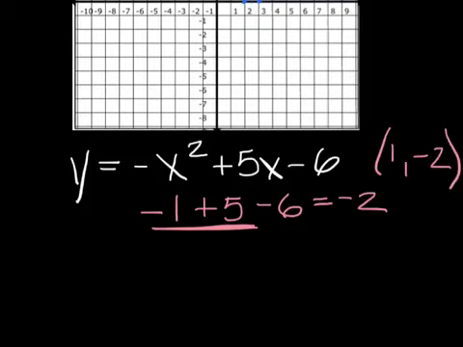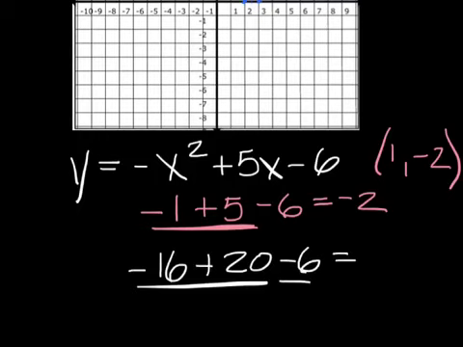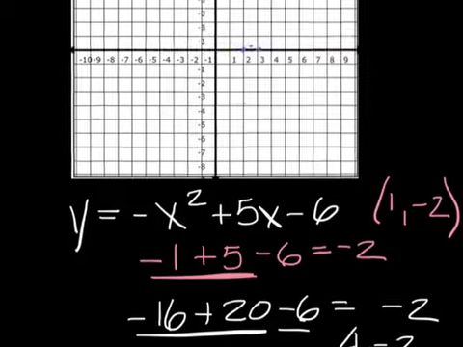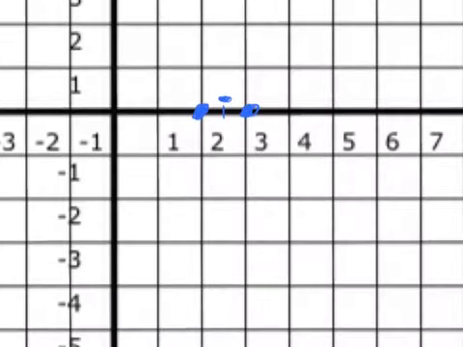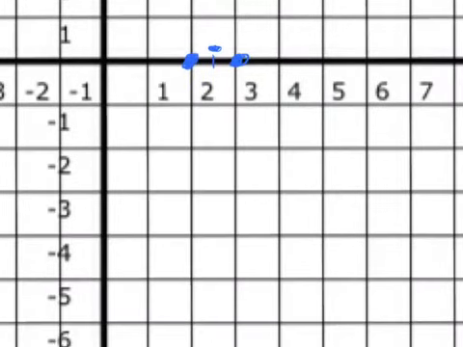So we'll do this again, and this time we'll do it for 4, so that would be a negative 16 plus 20 minus 6. So that's a 4 minus 6, which is negative 2. So we put in a 4 and came back with negative 2. 1, negative 2 and 4, negative 2. So we'll go back here and go over 1, negative 2 and then over 4, negative 2.